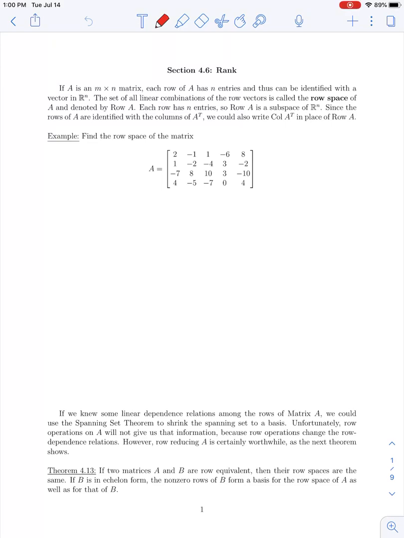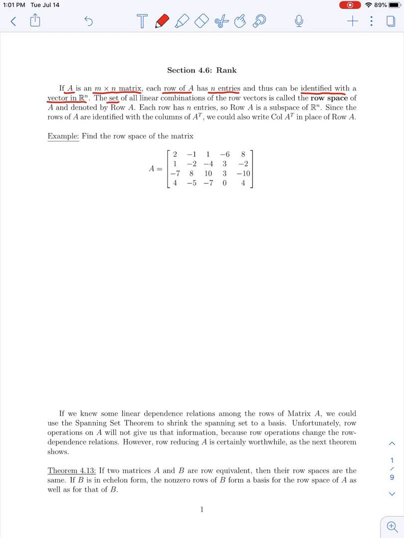Okay, in today's lecture we're going to cover the first part of our section 4.6 material on the rank of a matrix. So let's start by introducing a little bit of terminology. If we're considering a matrix A, which is an m by n matrix, then each row of that matrix has n entries, and can therefore be identified with a vector in Rn. In particular, an n-dimensional row vector.